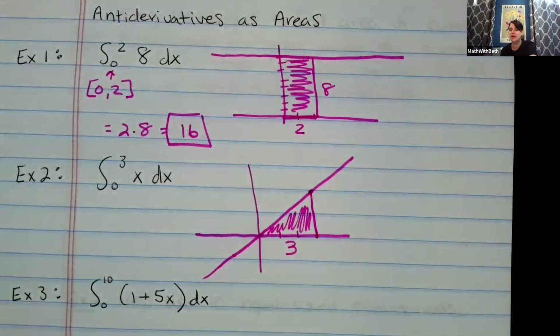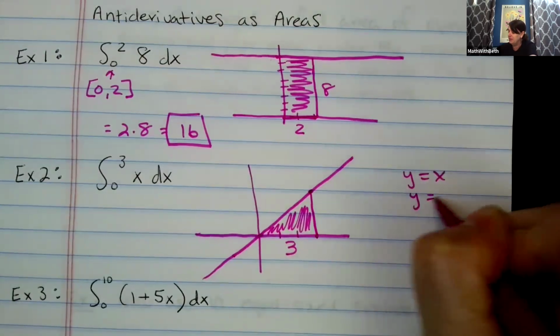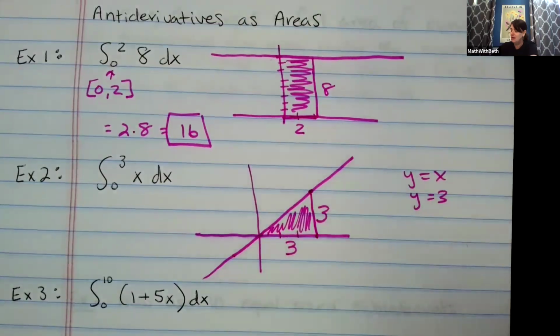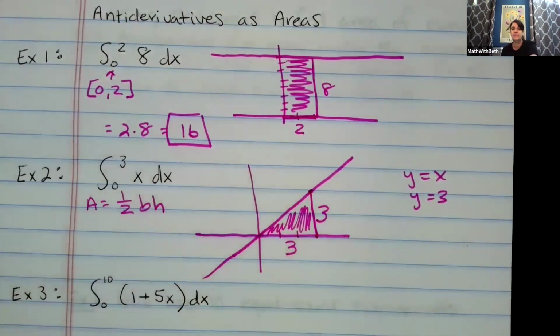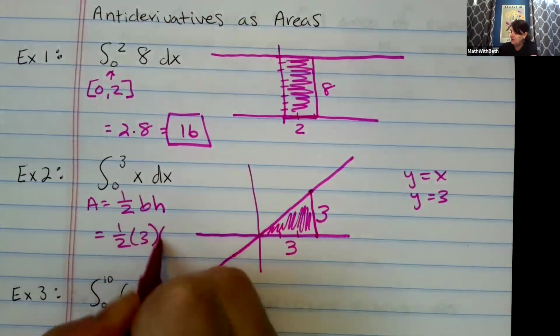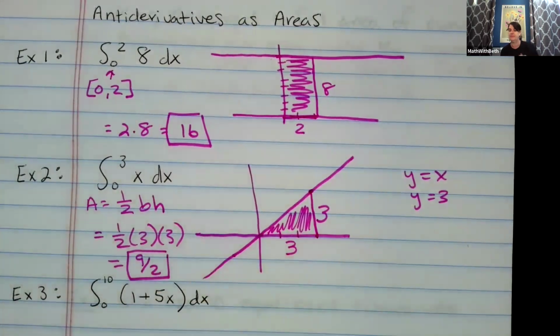Well, you can just plug in 3 to find out. If my equation is y equals x and I'm plugging in 3, obviously it is also 3. Now we just need to remember that for a triangle, the formula is 1/2 base times height. So in this case, 1/2 times 3 times 3, or 9/2. That would be the area of that triangle.